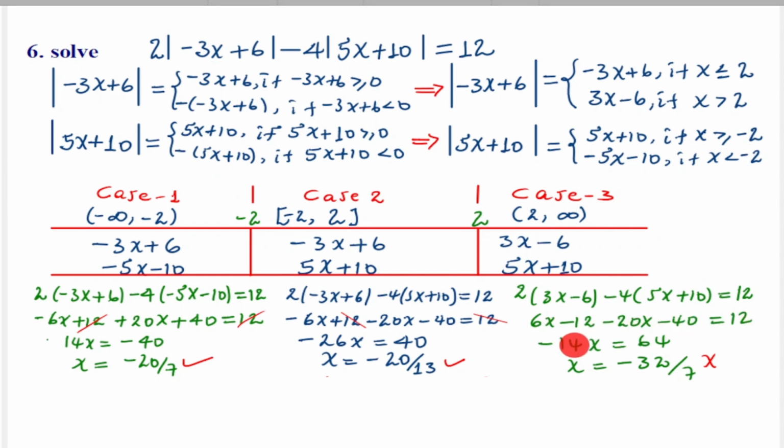6x minus 20x is minus 14x. When we move minus 12 minus 40 to the right, and when we add 12, we get 64. Then divide both sides by negative 14 and simplify, we get x is equal to minus 32 over 7. This is not a member of this interval. That's why this is not a solution for this double absolute value equation. So the solution set is minus 20 over 7 and minus 20 over 13.